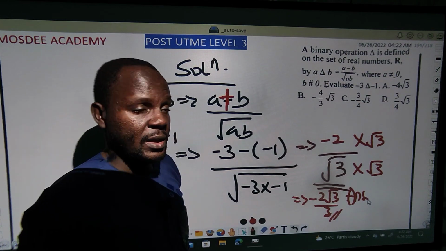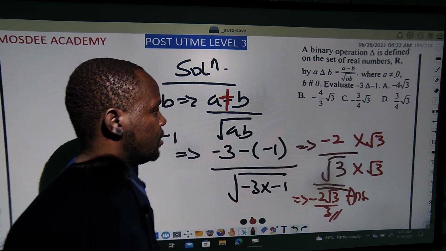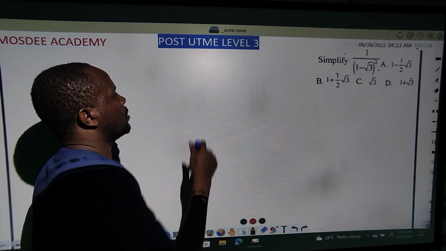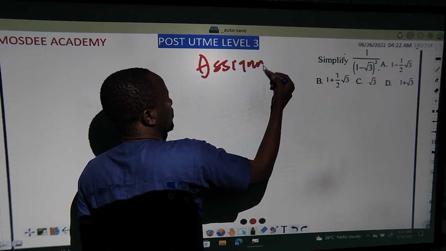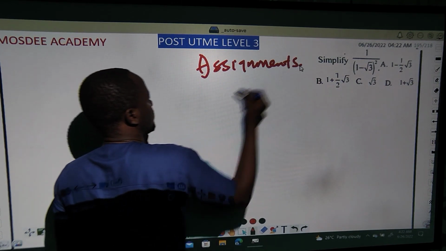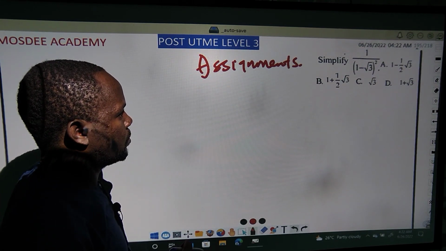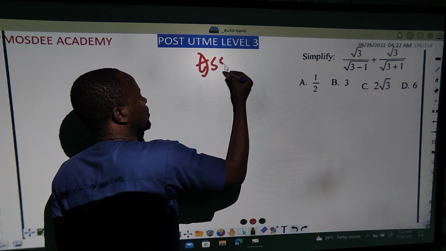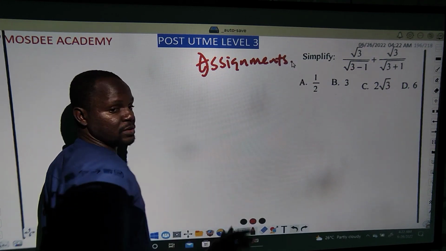2 root 3 over 3. Then please give me one next for assignment's sake. I want to give them 3 assignments. I've given 1, so this is the second assignment. Then the next one again. Thank you very much. Almost the same thing. So this is the third assignment. All the assignments are unsolved, if I am not wrong.